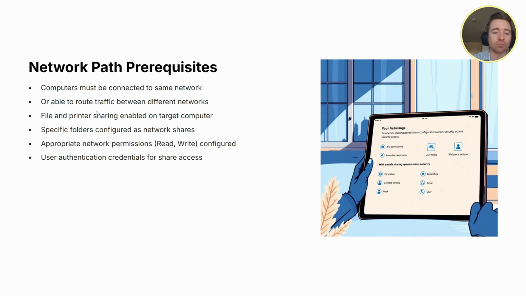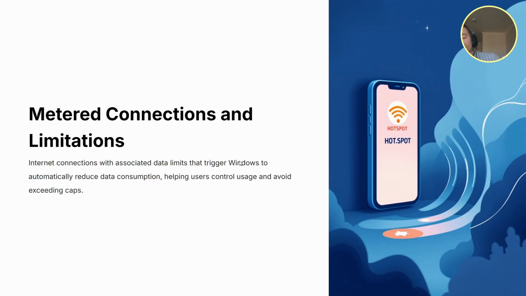It has to be able to route traffic between different networks if it is not on the same network. Your file and printer sharing must be enabled on your target computer, and specific folders have to be configured as network shares, right? You also have to have the appropriate permissions, and your user authentication credentials need to be there, right? All right. Metered connections and limitations.